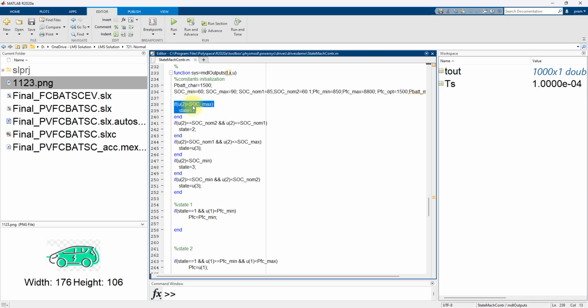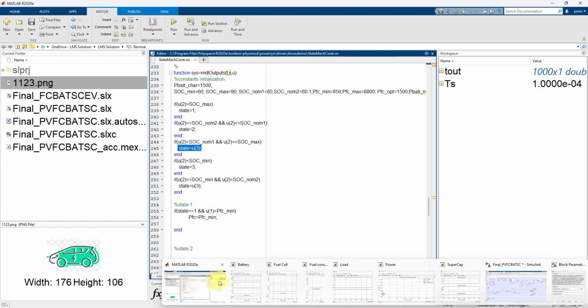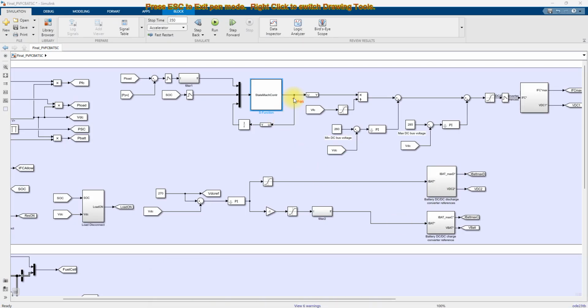If SOC is greater than SOC max, that will be considered as state 1. If SOC is greater than or equal to SOC nominal 2 and less than or equal to SOC nominal 1, then that will be considered as state 2. And if SOC is greater than SOC nominal 1 and less than SOC max, then it will be considered U of 3. That means this detailed status will be propagated from here. So you just have to take this one, U of 3.